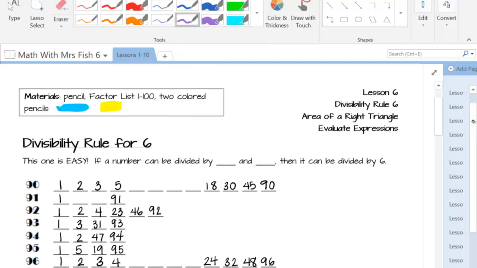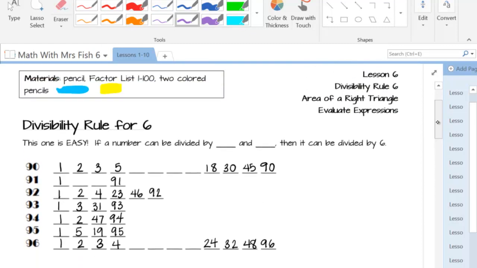We are also coming in kind of midstream because we've been in the prior lessons working with divisibility rules. So y'all are going to have to catch up a little bit. The divisibility rule for 6 is super easy. If a number can be divided by 2 and 3, then it can be divided by 6. This is a screenshot of a foldable that the kids have been working on filling out as they're learning the divisibility rules.